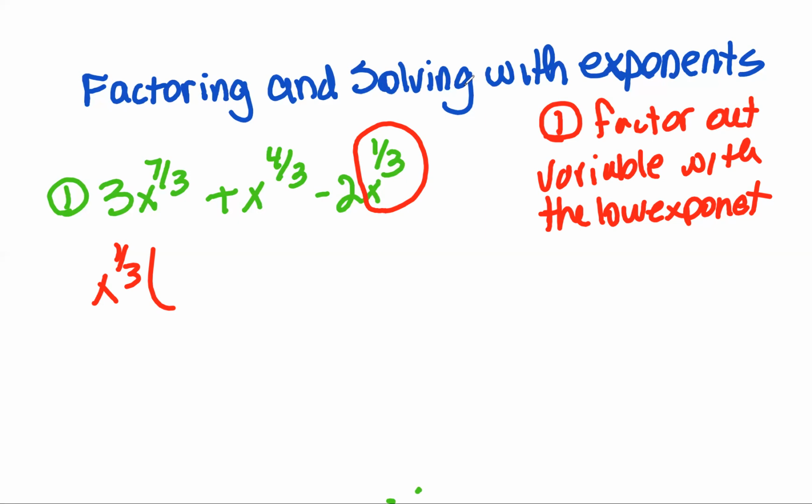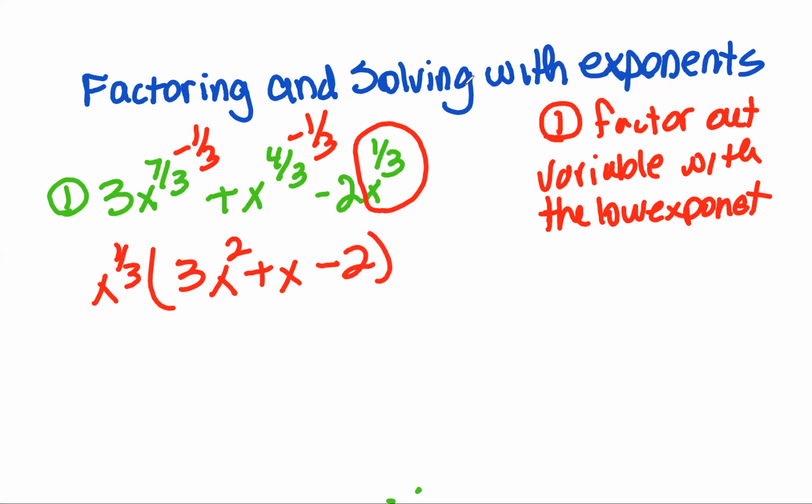So I'm going to take 7/3 minus 1/3. So that gives me 3x to the 6/3, or squared, plus, subtract out 1/3. So 4/3 minus 1/3 gives me 3/3, or just x, minus, and when I factor out the x to the 1/3, that factor is gone. Now I have something that I'm used to seeing, and I can just continue to factor that problem the way that you would normally factor it.